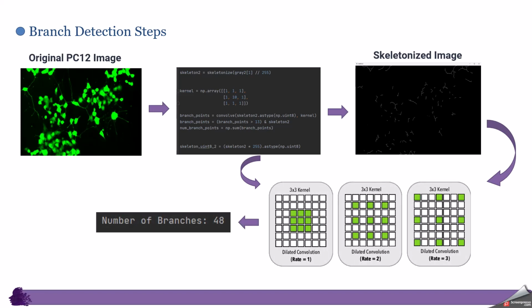After the skeletonization process is completed, the skeletons then undergo convolution with a kernel to detect branch points in the cell morphology. The convolve function from SciPy is used for this purpose, and the total number of branch points is computed and stored.